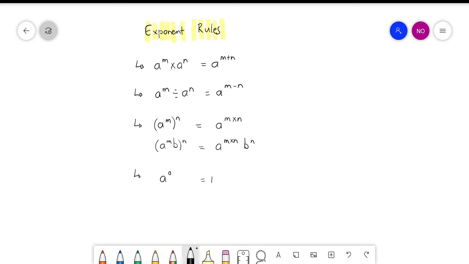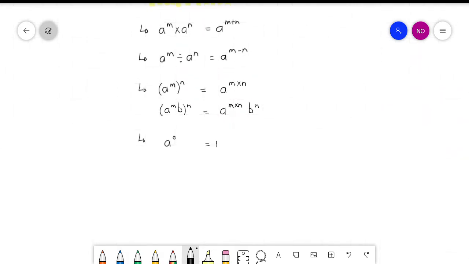And then I just want to touch on negative exponents. Remember, if it has a negative exponent and you want to make it positive, then you have to move it around in the fraction. So if it was at the top, then you move it to the bottom. If it was at the bottom, then you move it to the top.